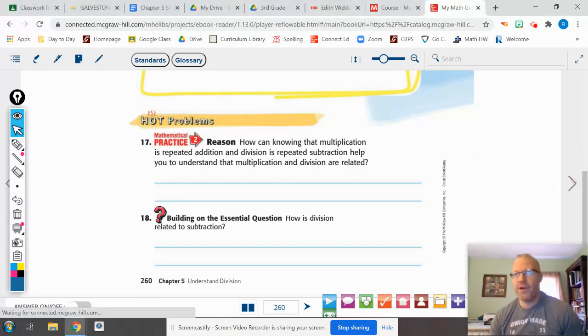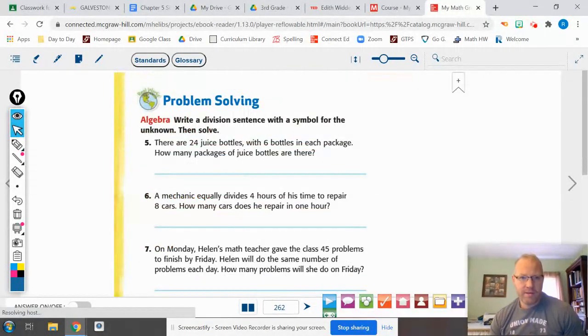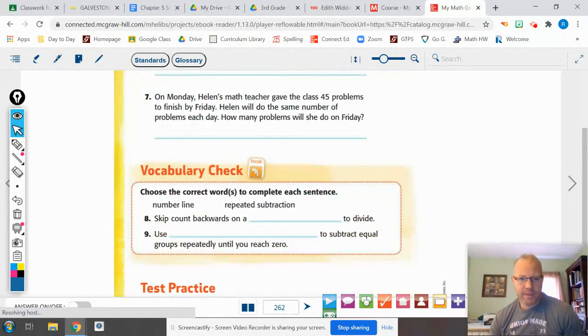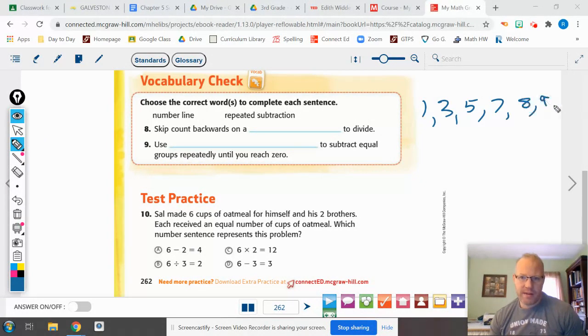And for homework, we are looking at number 1, do the repeated addition or repeated subtraction with the number line. Number 3, do the repeated subtraction with subtraction sentences. So 1, 3, 5, 7, 8, 9, 10. Once you finish with that, you are done with your math for today.